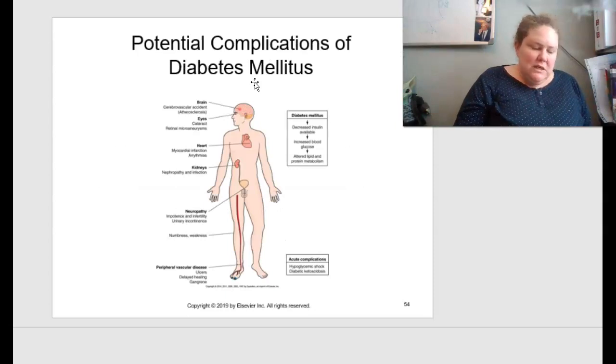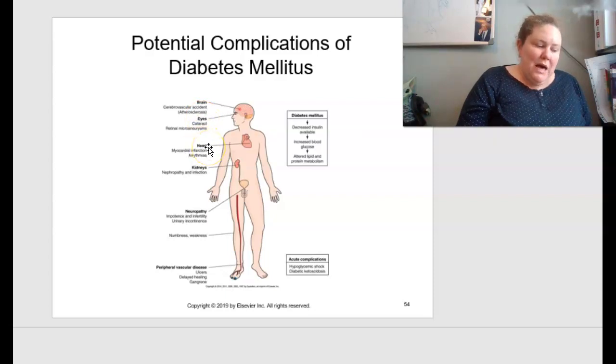So this here is figure 16.9, and this is detailing the potential complications of diabetes. Diabetes mellitus is going to be the decreased insulin that's available. That's going to cause increased blood glucose levels, and then this can cause altered lipid and protein metabolism. Acute complications can include hypoglycemic shock, so low sugar, or diabetic ketoacidosis. In your brain, we can have a cerebrovascular incident, such as arterial sclerosis. In your eyes, you can have cataracts or retinal microaneurysms. Both of those are not good.